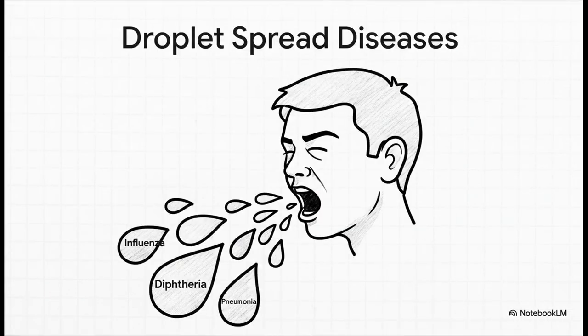And wow, look at this list. This short-range attack is how we get some of the most familiar sicknesses out there. The flu, whooping cough, many common types of pneumonia. They all ride on these short-lived droplets.